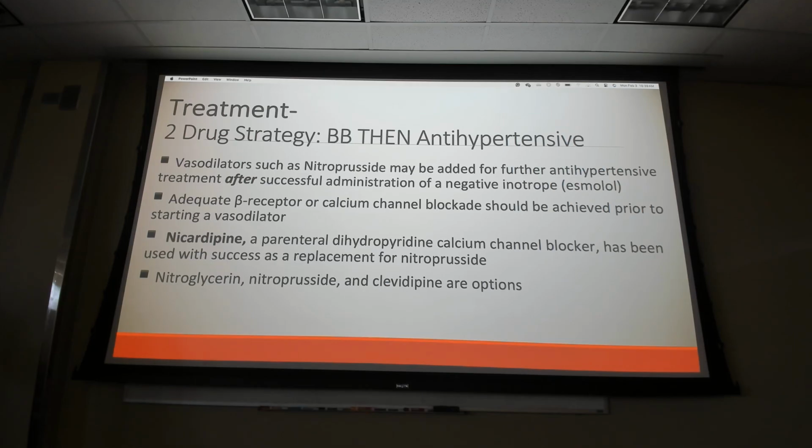Let me say that again. If they have an allergy to a beta blocker, we're going to have to go to one of these. It's really going to be nicardipine almost all the time. Nicardipine is the safest.